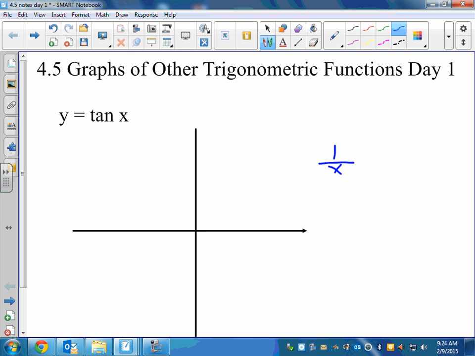One over x. When I graph that, there's definitely a place that's undefined, right? So what does that look like when I have an undefined place on my graph? Could be a hole, or what else could it be?